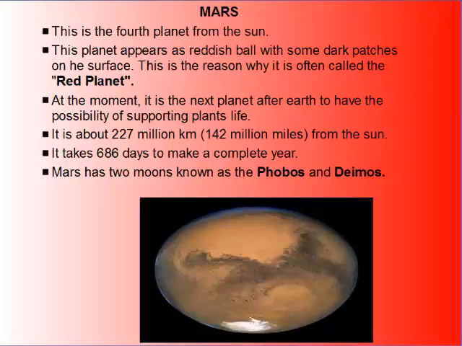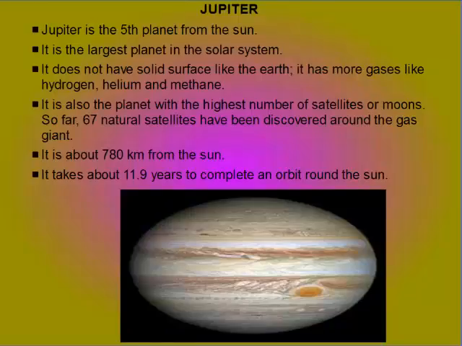So if you were to be on Mars, for you to be a year old, it will take you 686 days instead of the usual 365 days. So that is it for Mars. We go to the next planet, which is Jupiter.